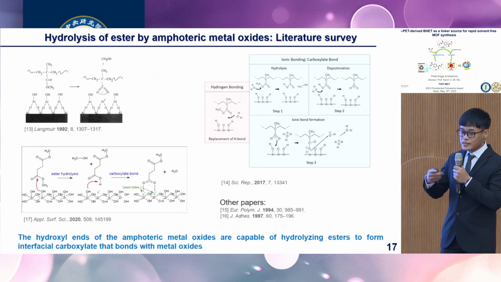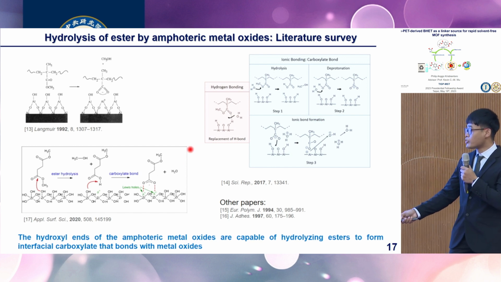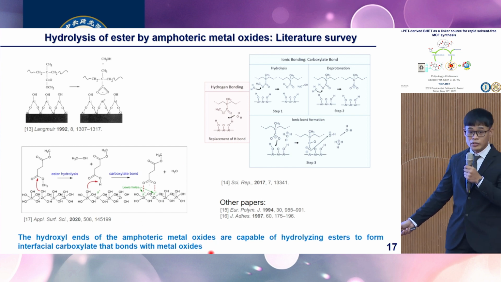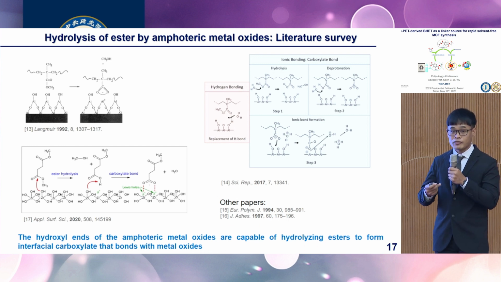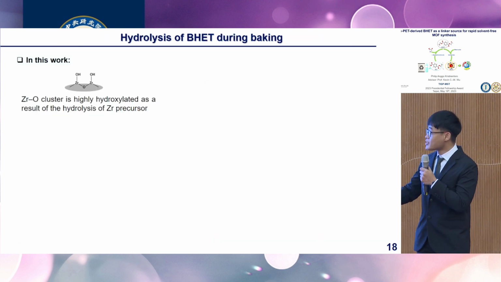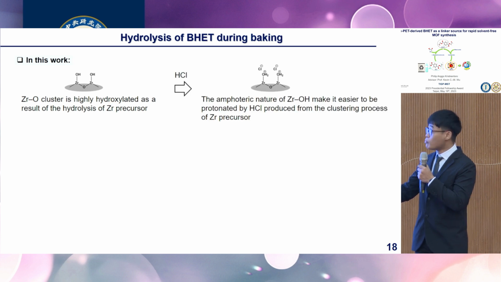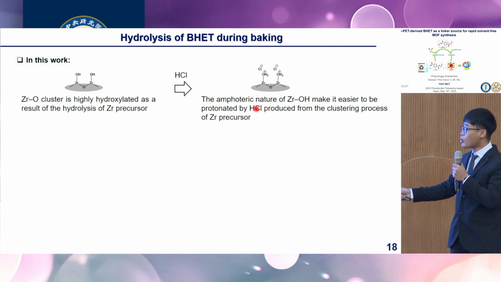To answer this, I did some literature survey, and it is widely reported that the hydroxyl ends of amphoteric metal oxides are capable of hydrolysing ether to form interfacial carboxylates that bind with the metal oxide. And this is very similar to my work. Why? Because the zirconium cluster in my work is highly hydroxylated as a result of the hydrolysis of the zirconium precursor. And moreover, the amphoteric nature of the hydroxylated zirconium cluster makes it easier to be protonated by hydrochloric acid produced from the clustering process of the zirconium precursor.